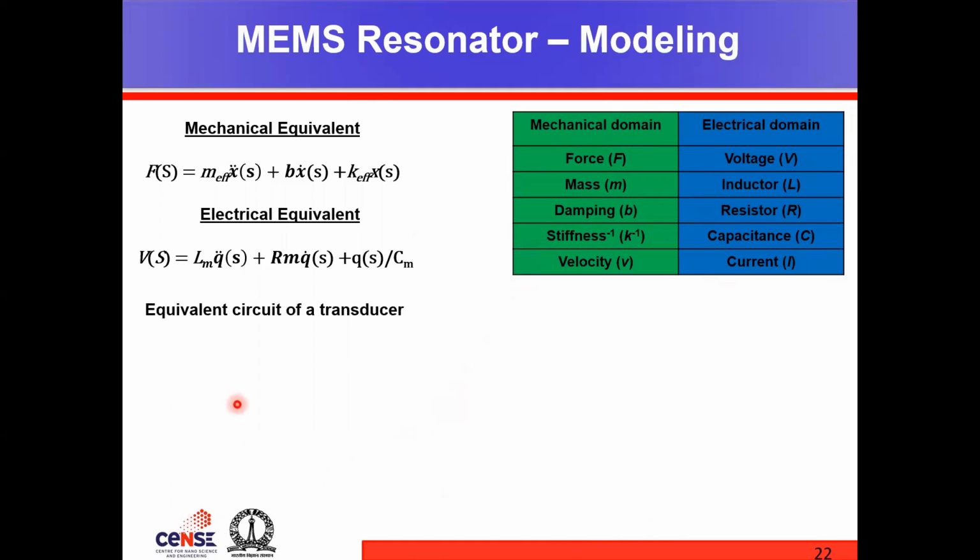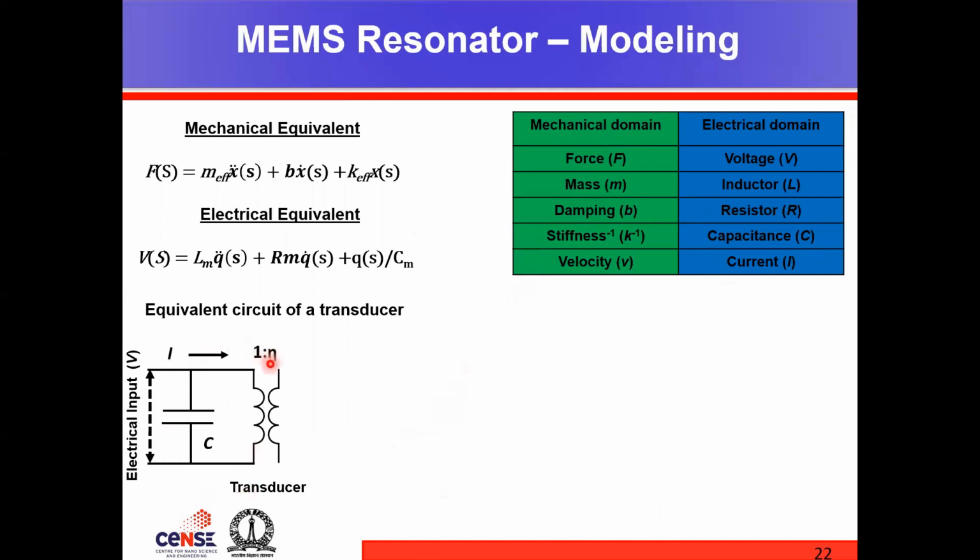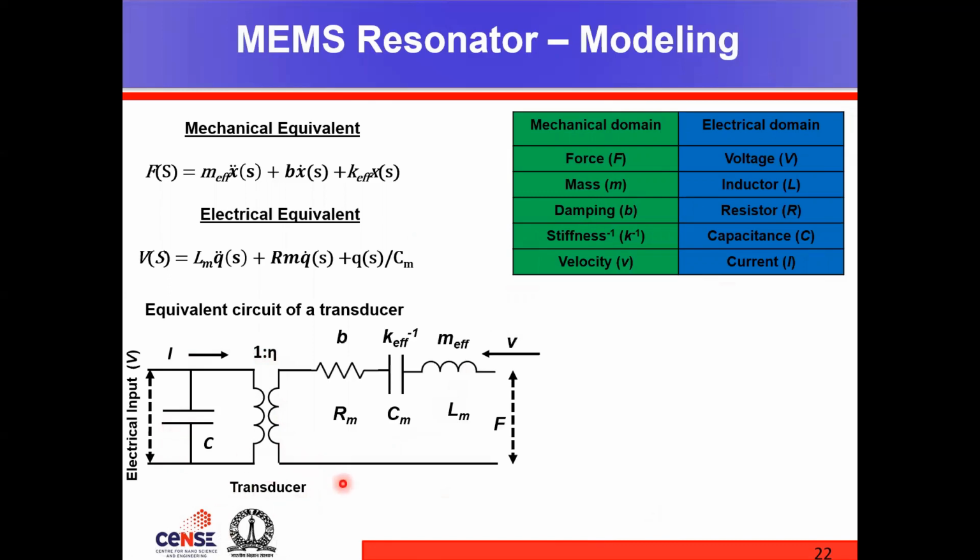The equivalent circuit of a transducer can be drawn as such in a very general form, where you give an electrical input to the piezoelectric material, which is a transducer. It converts to mechanical motion. So the dynamic behavior is modeled using the dynamic arm. It's also known as a motional arm. The equivalent terms in both the domains have been listed over here.